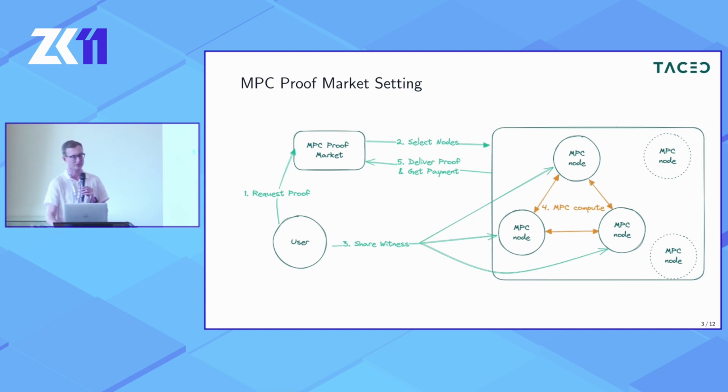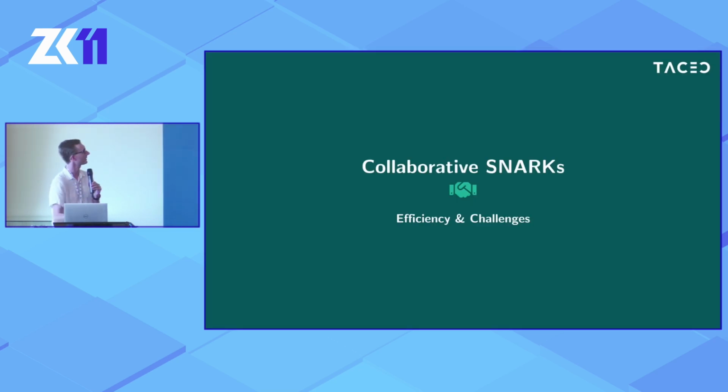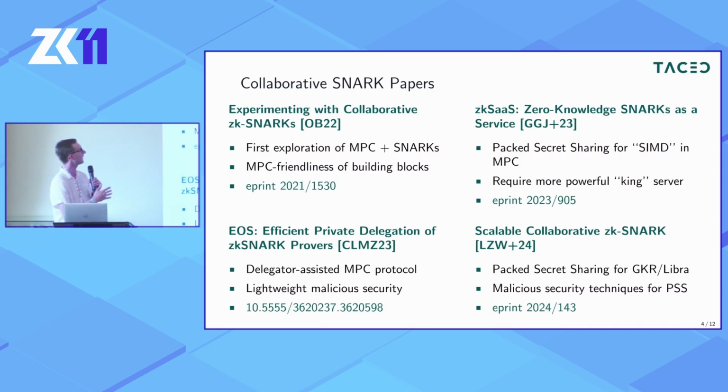This topic is often also called collaborative SNARKs, and these MPC use cases are just a small use case of collaborative SNARKs. In the next part of the talk, I want to give you an overview of why MPC and ZK is a nice combination in this use case, and some of the efficiency concerns and challenges that are still out there. There are only a handful of papers on this topic. I've given them on this slide, and I would implore you to have a closer look at these papers if you're interested in MPC combined with zero knowledge.